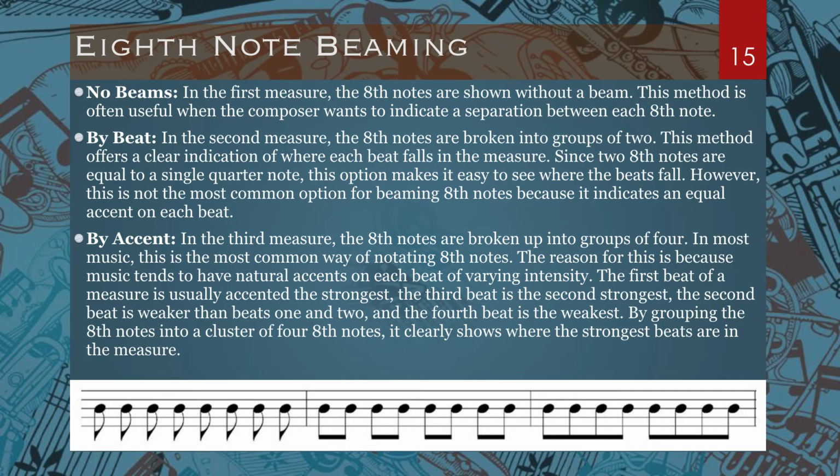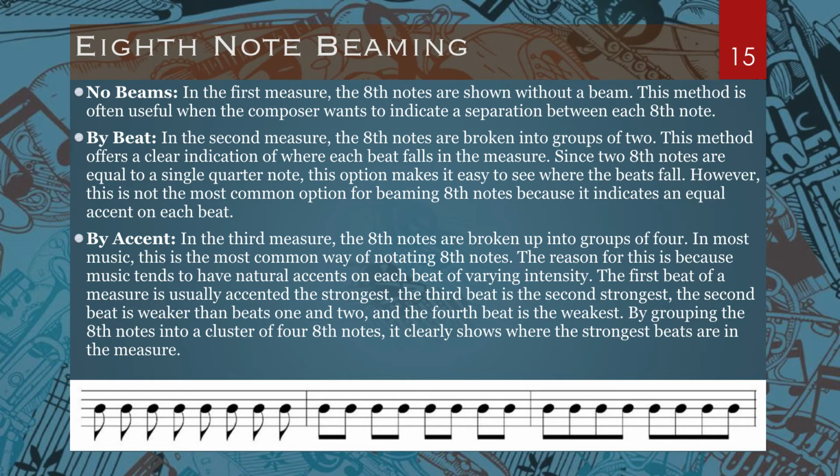The way that you beam notes may also have an effect on how a piece is performed. You see in the first example there are no beams, it's just eighth notes with flags attached to them. That is often useful when the composer wants to indicate that there's a separation between each eighth note. So each eighth note would be played short. So dot dot dot dot dot dot dot dot instead of da da da da da da da da.